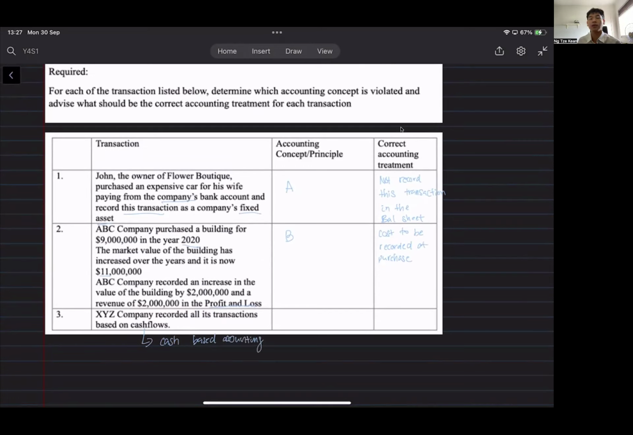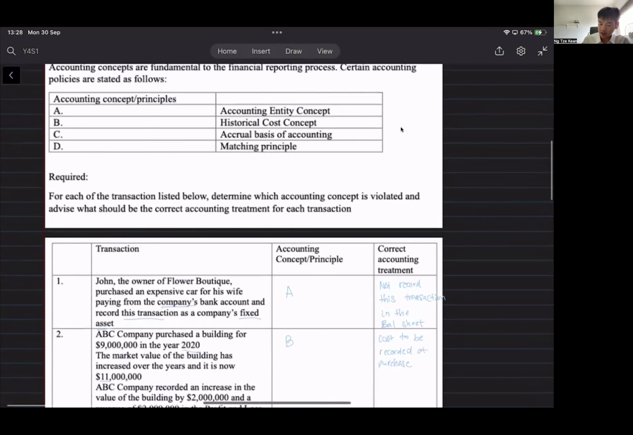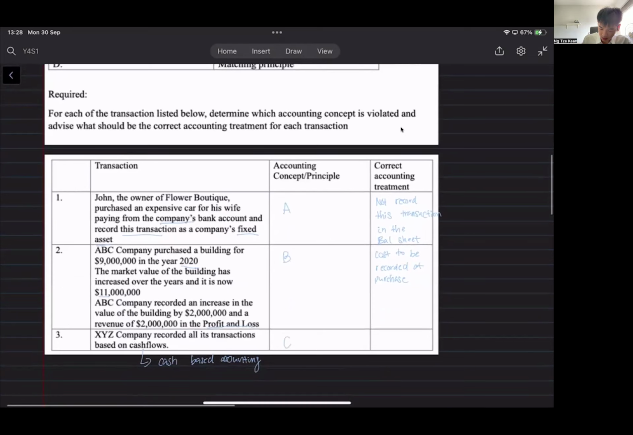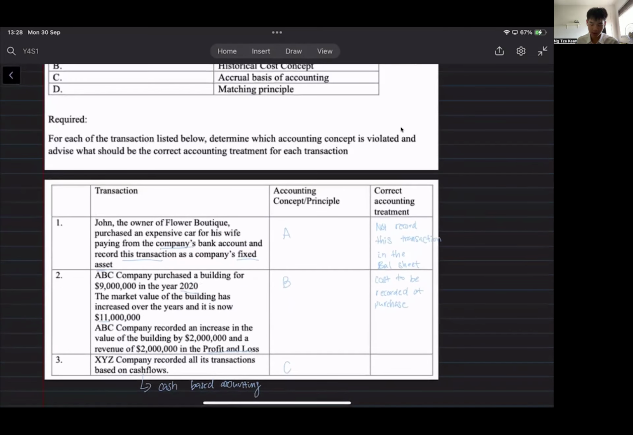Right, meaning you record based on the cash transactions rather than on an accrual basis. An accrual basis would be to recognize the revenue or cost when incurred, regardless of whether cash was transacted at that point in time. And so we can say that there's a violation of the accrual basis. So the next question here is, does cash-based accounting match the expenses for that time period?